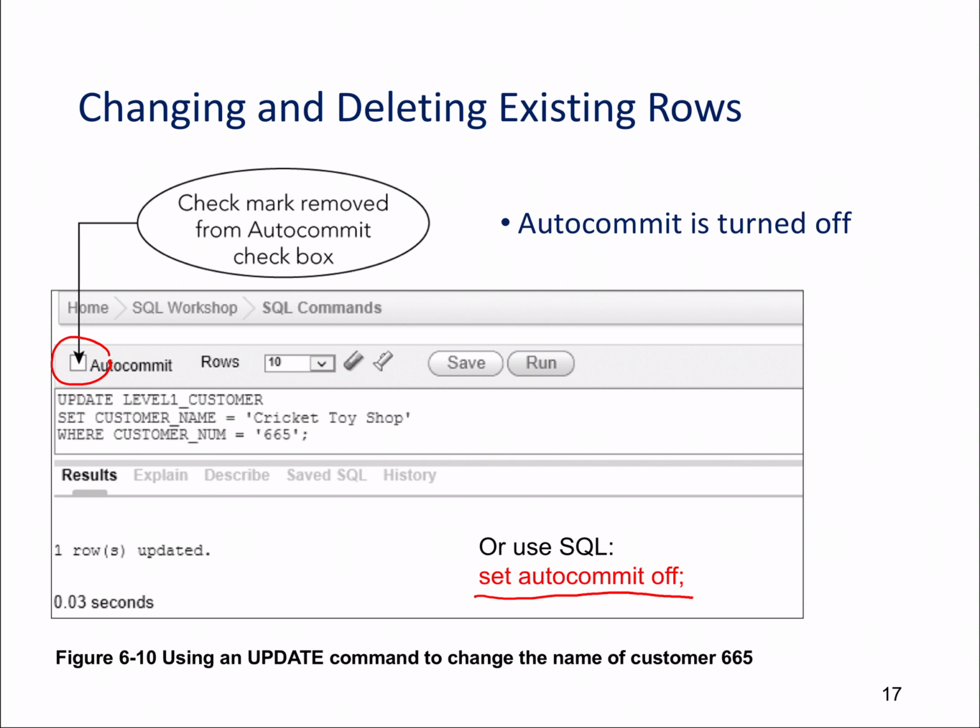First of all, let's make a change to the data. We can use the update command, which is very easy. So let's update the level 1 customer table. Let's say we change the customer name to Cricket Toy Shop for the customer whose number is 665. And then you can see after running it, it says one row has been updated. So we have changed customer 665 to the Cricket Toy Shop.